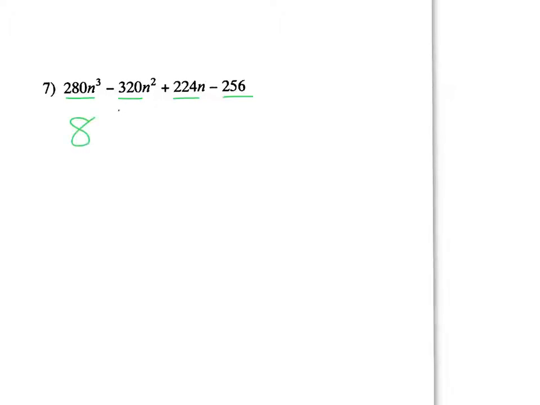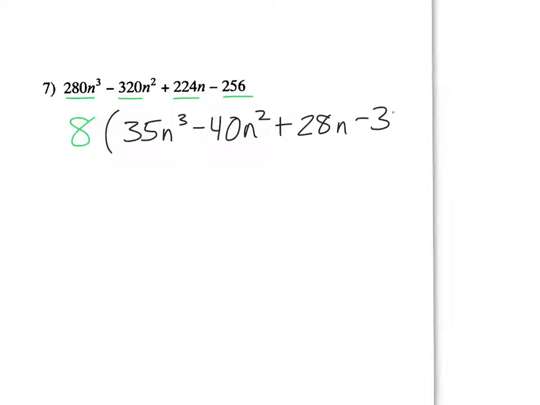If I pull 8 out, again, kind of reverse distributive property: 8 times 35, 8 times 40, 8 times 28, and then 8 times 32. Now, I didn't take out an n because the last term here, the 256, did not have a common variable, but 8 went into all these numbers, and this is what's left. Now, what happens is that GCF just stays in the problem. We just keep bringing it down.